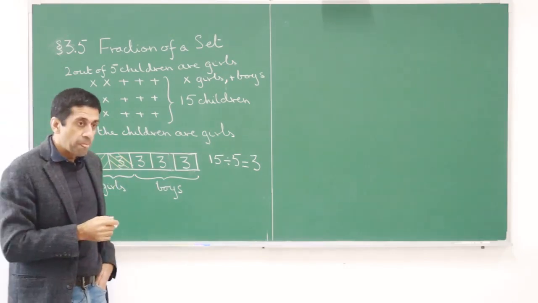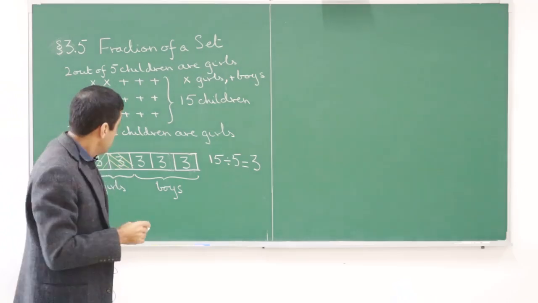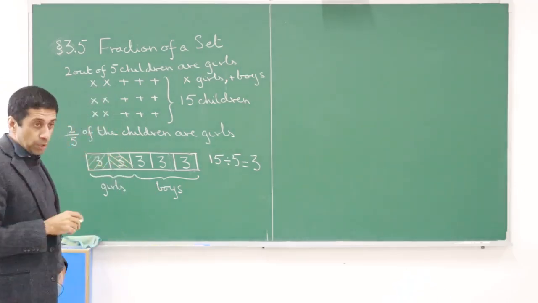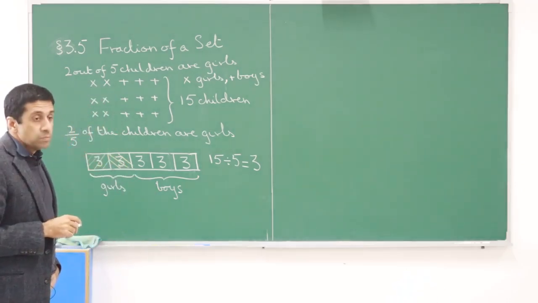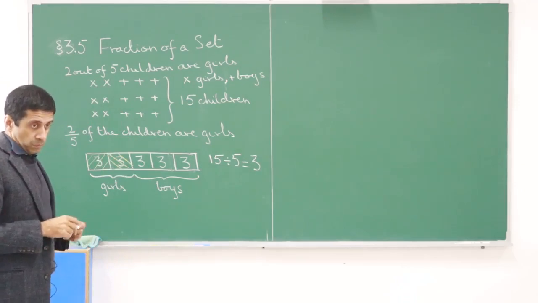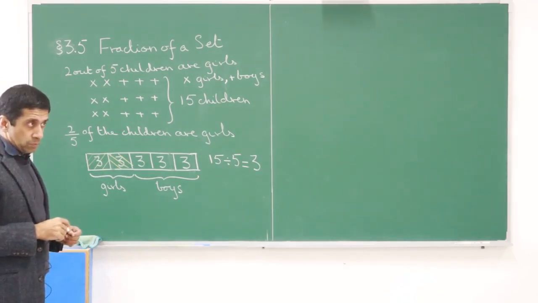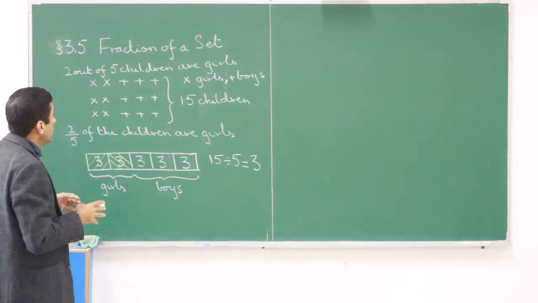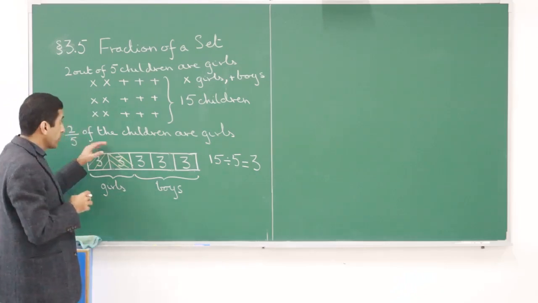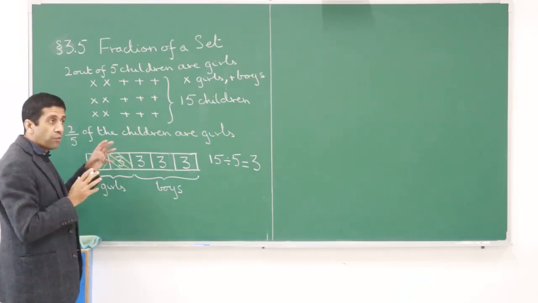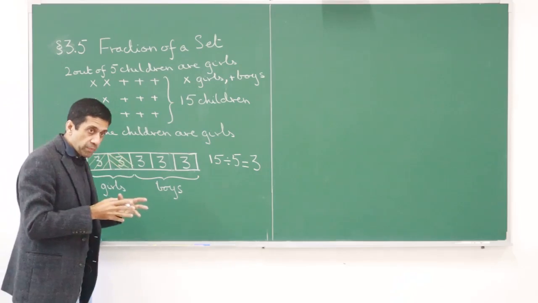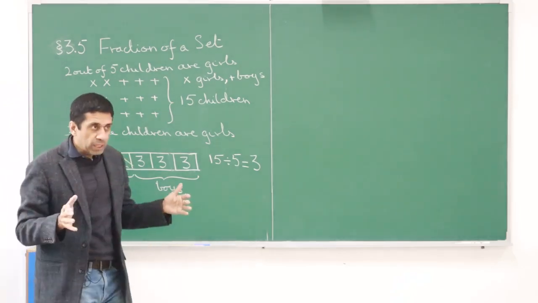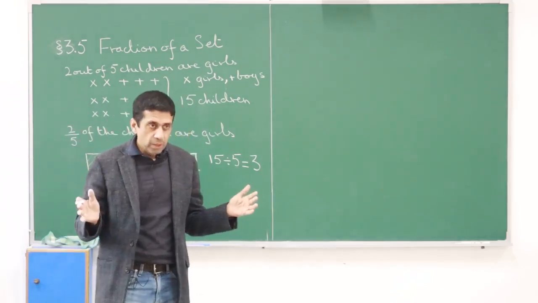Yeah, please. Matt, you're saying that in every box there's 3 children, and they're in groups of 3 now. Yeah, because we wanted to figure out what 2/5 of the children means in terms of the number of children. So we have a total of 15 children.